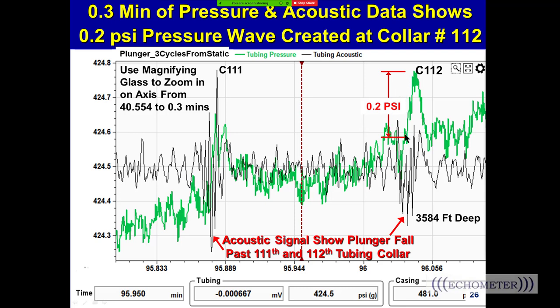And this allows us to track the plunger and see the plunger falling deep in a well when we see these little pressure changes or the little changes in the acoustic signal. And that allows us to determine the position of the plunger, the fall velocity of the plunger, and then we can calculate the velocity of the plunger as it's falling down the well.